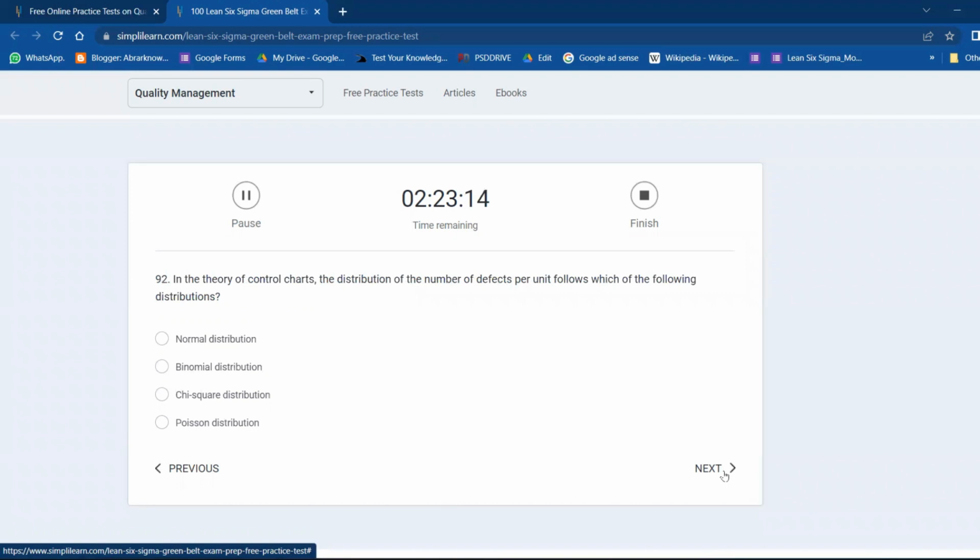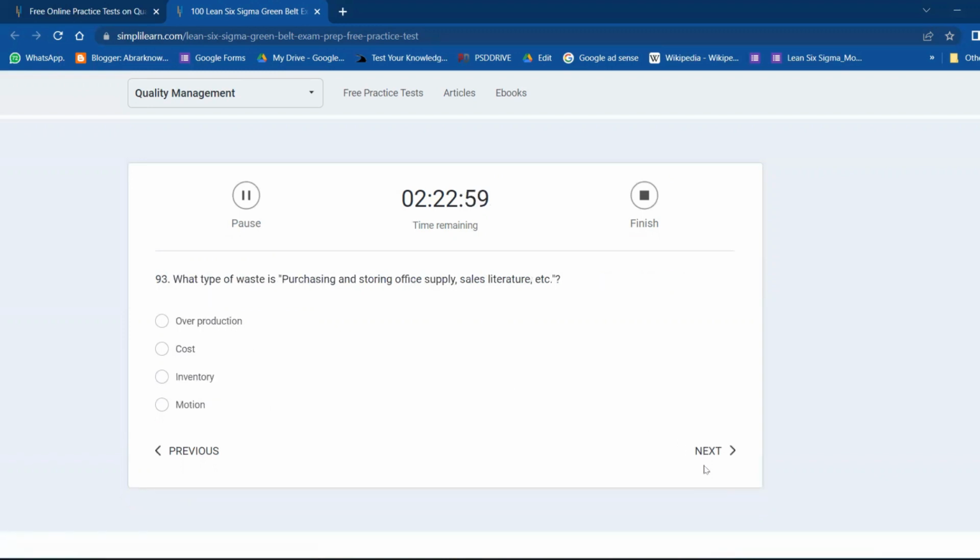And in the theory of control charts, the distribution of the number of defects. When you say number of defects, what are we talking about? We're talking about Poisson distribution. If it is defective, we're talking about binomial. And if it is continuous data, normal distribution. What type of waste is purchasing and storing office supplies, sales literature, and so on? That is called inventory. All these are inventory costs.